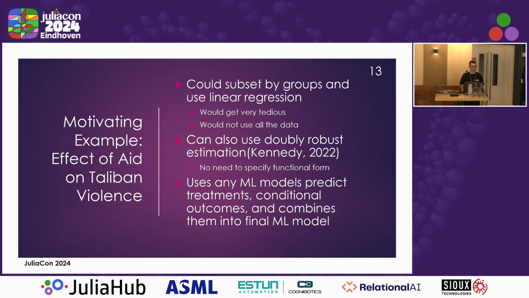But fortunately, we can use, among other things, a method called doubly robust estimation. And like double machine learning, we don't need to specify the functional form. Another benefit of doubly robust estimation too is that we specify multiple models here. And if we get the covariates correct for one of the two models, then we're going to have an unbiased estimate of the CATE. And so doubly robust estimation here uses, again, any ML models to predict treatments, predict outcomes conditional on the treatments, and then combines them into a final ML model to give you the CATE.